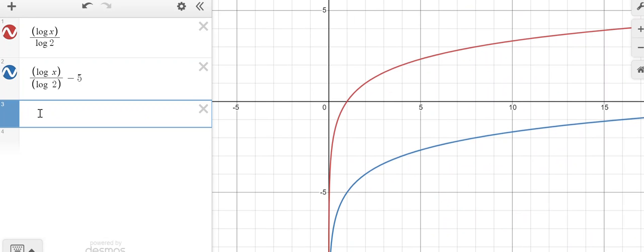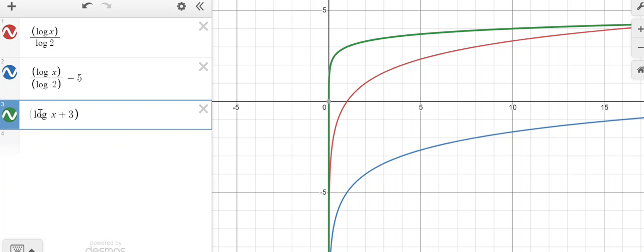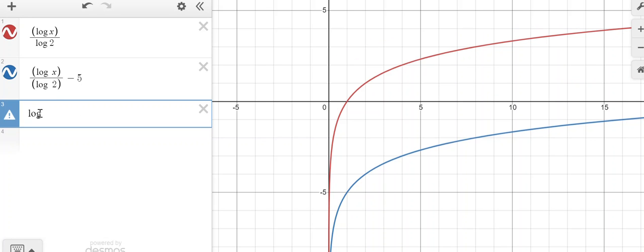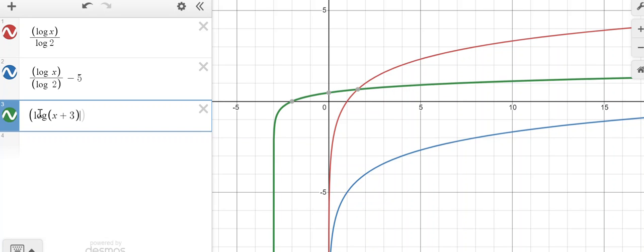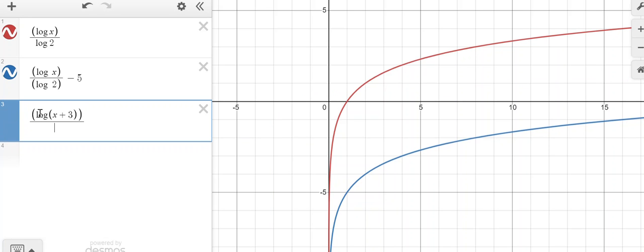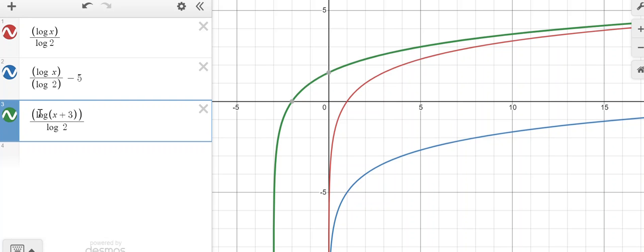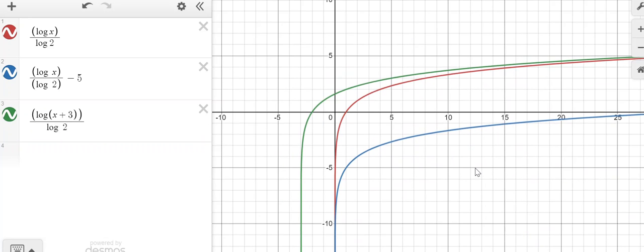And then our other one, just while we're here, was log base 2 of x plus 3. So now we have log of x plus 3, let me use my parentheses correctly, divided by log of 2. So let's compare. The curves all look very similar.